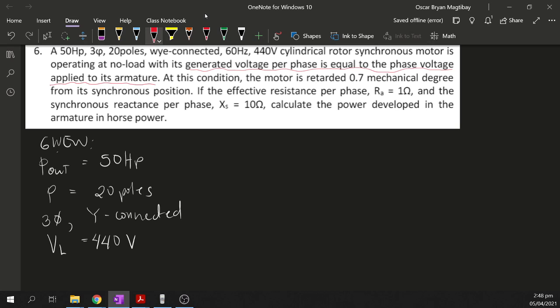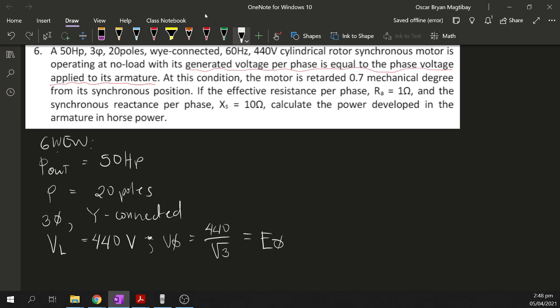Anong ibig sabihin nito? It only goes to show that your VL, which is equal to 440 volts, pag kinuha natin ang V phase niyan, V phase which is equal to 440 over square root of 3, this is also equal to your back EMF. Pag sinabi natin generated voltage per phase ng ating motor, yun yung nag-generate na voltage habang yung motor mo ay umiikot, and that is in contrast with your supply voltage, and that is what we call your back EMF.